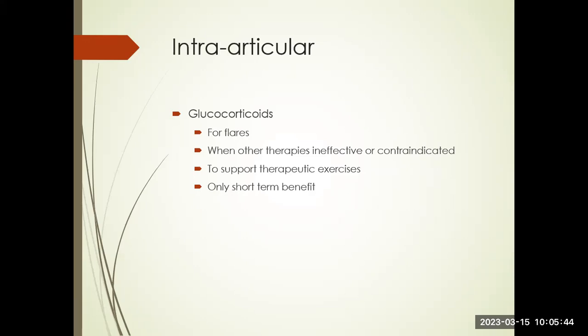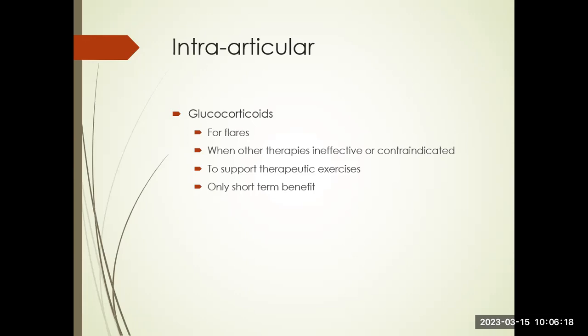So moving on to intra-articular options, we have the intra-articular glucocorticoids. They are very useful, especially to manage flares. So when the patient comes with a flare, with a swollen joint with effusion, we can use intra-articular glucocorticoids for quick relief. Also when other therapies are ineffective, like NSAIDs are contraindicated, or when they are not effective enough to manage the symptoms, we can use intra-articular glucocorticoids.